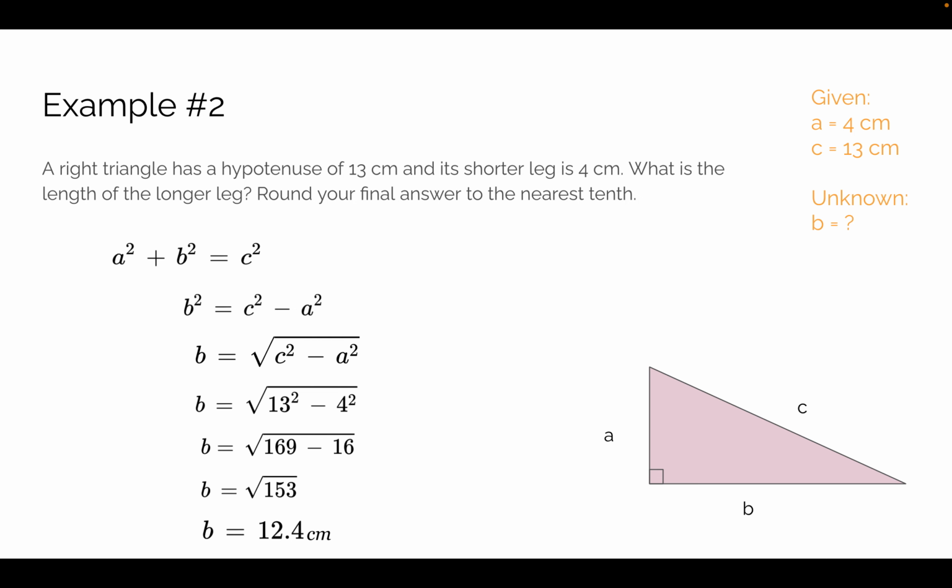Now, again, to recap, we were able to get side length A and side length C from the question, and we were able to solve for side length B, which was 12.4 centimeters. And this triangle is complete, and because we know all three side lengths, we know we're done with the question. Let's move on to example number 3.